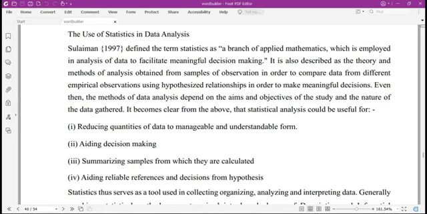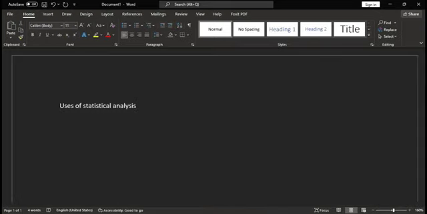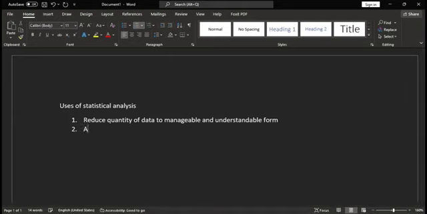One, it reduces quantities of data to manageable and understandable form. Two, it aids decision making.